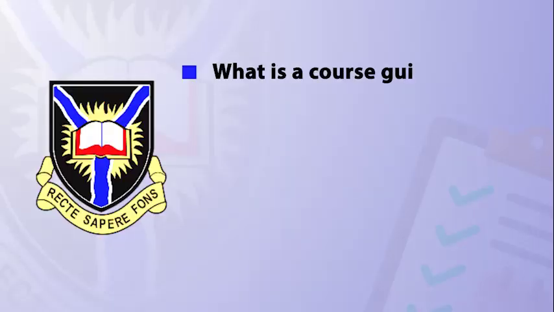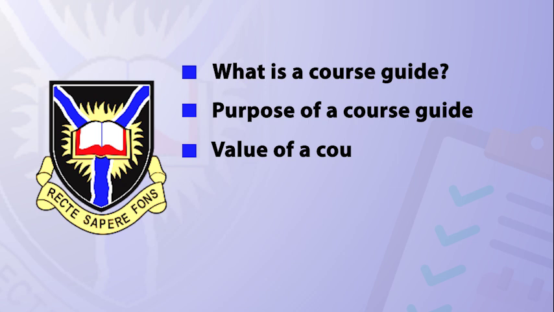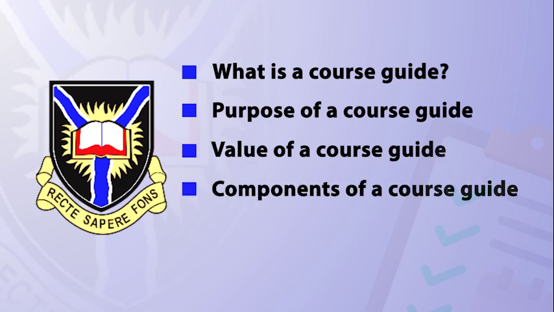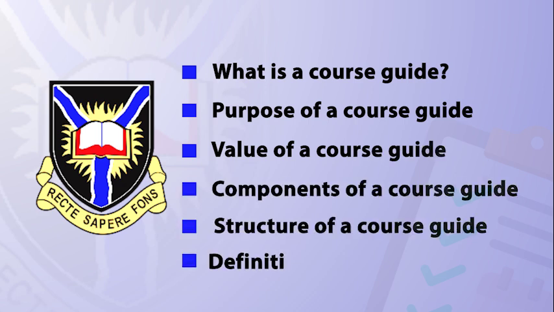Now, to proceed, we are going to look at what a course guide is. Because if we have to do a course guide, we also have to do a content guide for this workshop. So we are going to look at what is a course guide, the purpose of a course guide, value of a course guide, components of a course guide, the structure of a course guide, and then, of course, we'll discuss some definitional issues. And then, of course, other discussions or questions that will follow after this presentation.